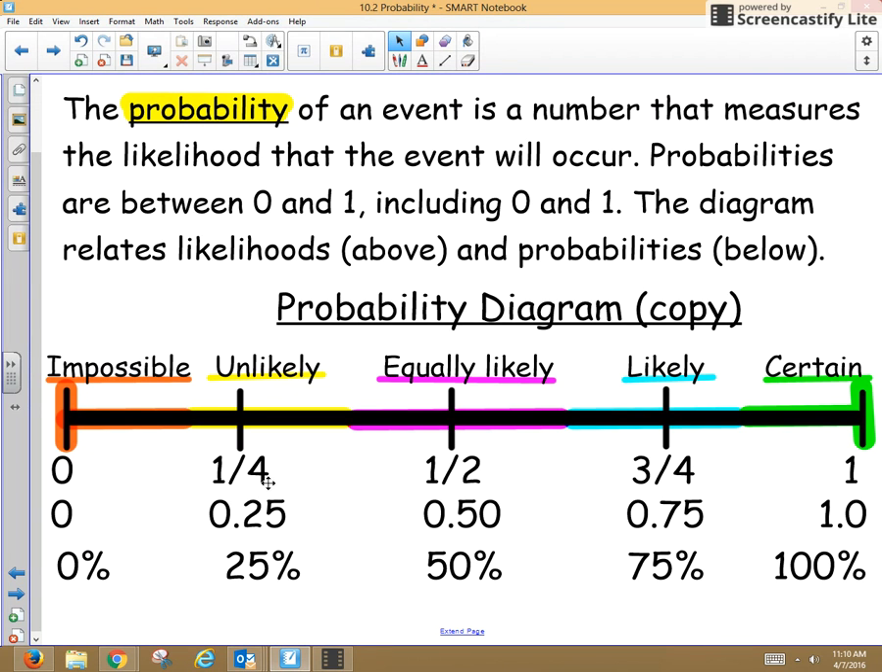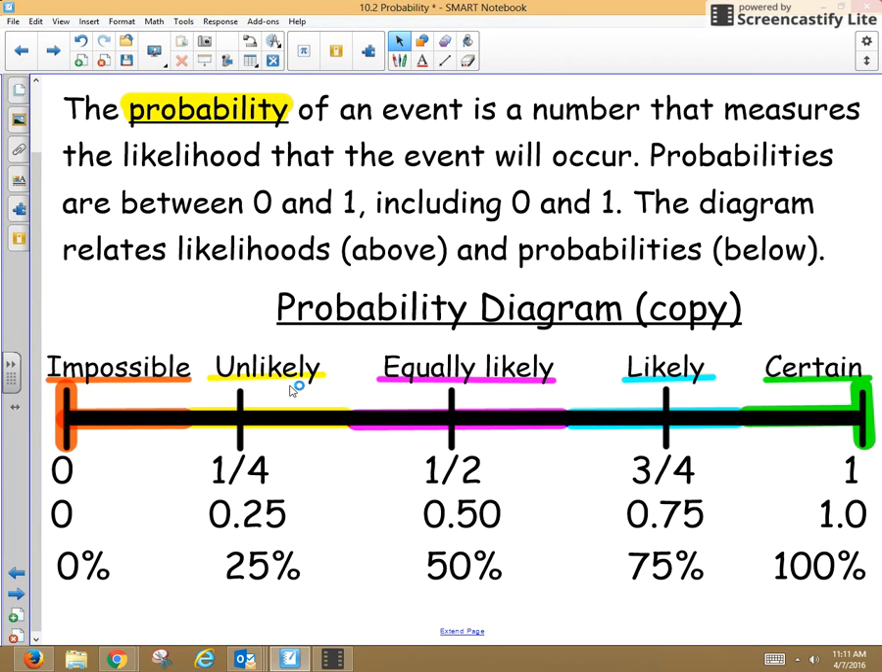So if we had the fraction like 0 out of 4, for example, if I had 4 marbles that were blue, it would be impossible for me to reach in the bag of 4 marbles and get a red. So we would have 0 out of 4 chance, or 0.0, or 0%.